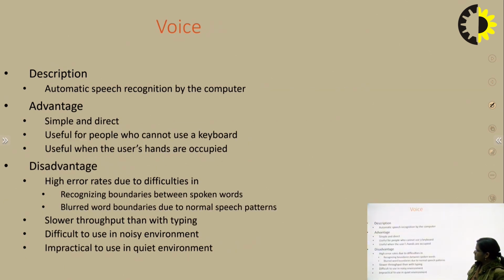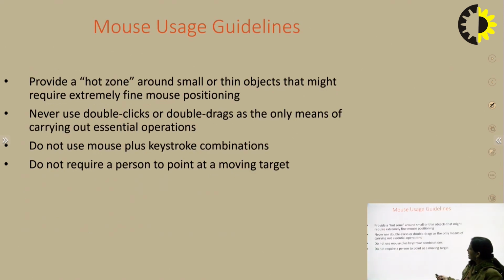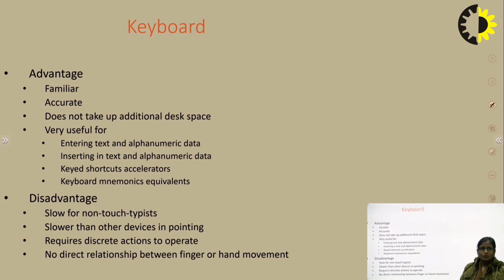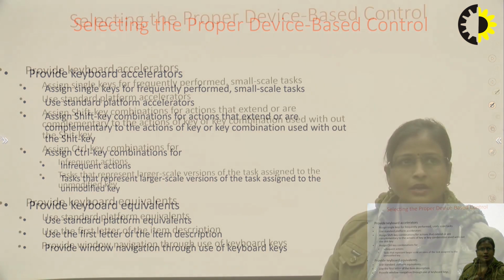Voice is basically for automatic speech recognition by the computer, and it also has some advantages and disadvantages. Mouse: we are using a mouse in our computer. Mouse usage guidelines provide a hot zone around small or thin objects that might require frequent fine mouse positioning. Double click and single click are available. Then the keyboard, we are already familiar with that. These are the keyboard guidelines.